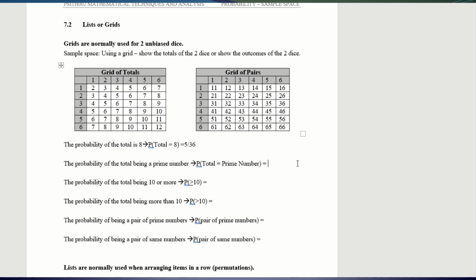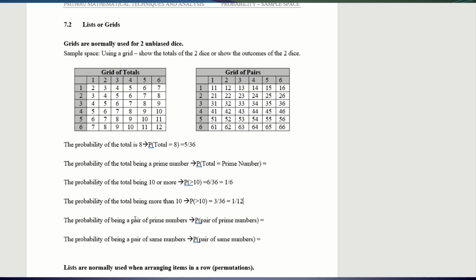A prime number is what you have: 2, 3, 5, 7, and in this case you have 11. So you count the number of prime numbers over 36. Total being 10 or more, so 10 is included: 1, 2, 3, 4, 5, 6. So 6 out of 36, your answer will be 1 out of 6. Total being more than 10, 10 not included, so that's only 3 over 36. Answer will be 1 out of 12.